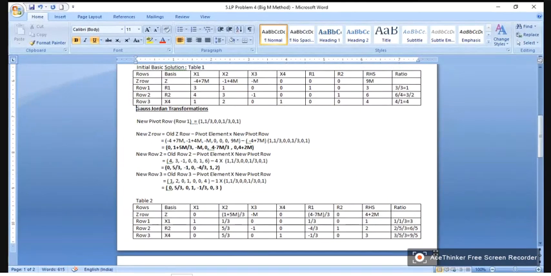You can cross check, don't copy, you can cross check. Table 2 is obtained from table 1. Students, any doubts? No, sir.